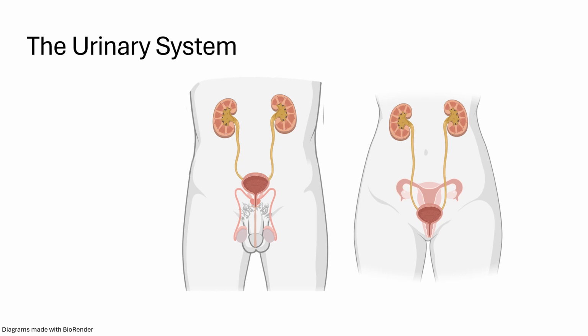The bladder is suspended by ligaments and primarily serves as a storage unit for urine. When you're ready, the urethra conducts urine to the outside.